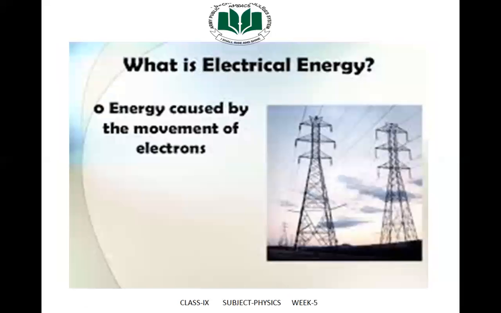Next one is, what is electrical energy? Electricity is one of the widely used forms of energy. Electrical energy can be supplied easily to any desired places through wires. We get electrical energy from batteries and electric generators. These electric generators are run by hydropower, thermal or nuclear power. This is the electrical energy.